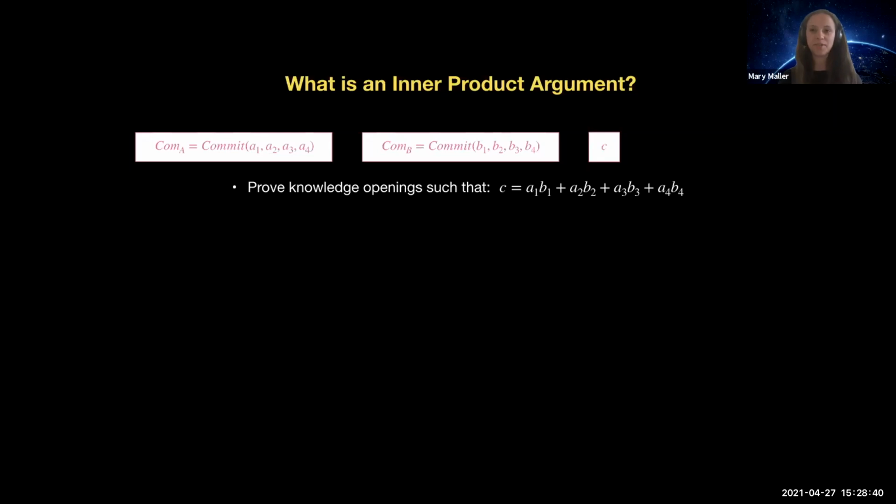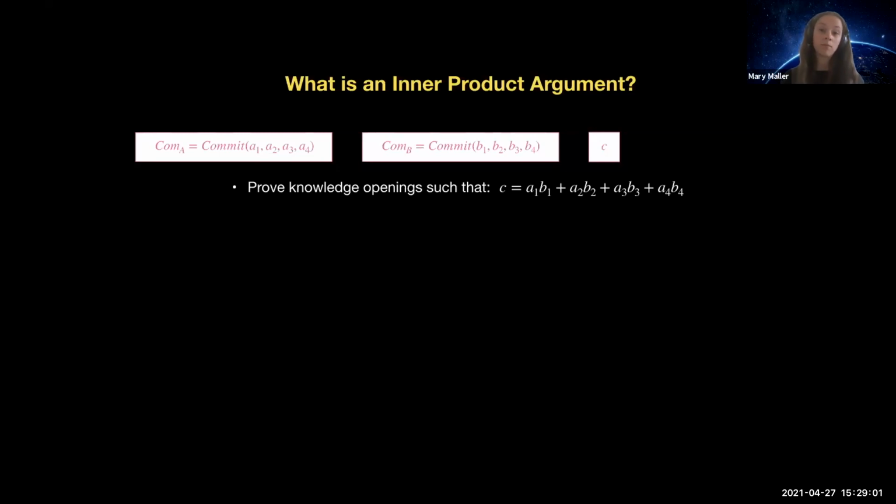So just to start off with the basics. What is an inner product argument? In the explanation I've given, I'm saying that we're taking in 4 inputs to each of these commitments, A1, A2, A3, A4. Actually, this could go up to any number of inputs, n inputs, but I thought it looked nicer on the screen with 4 inputs.